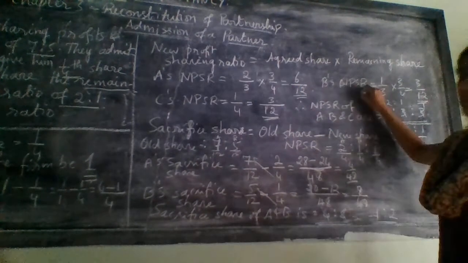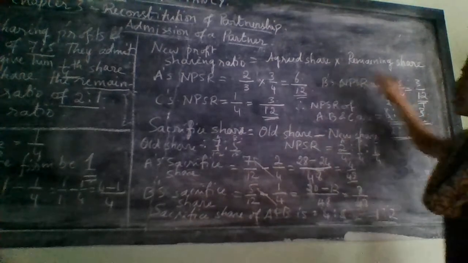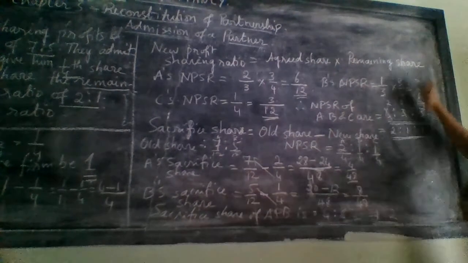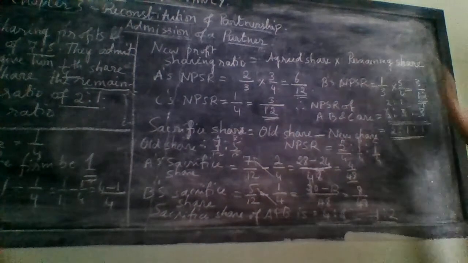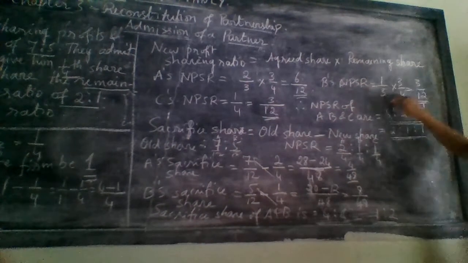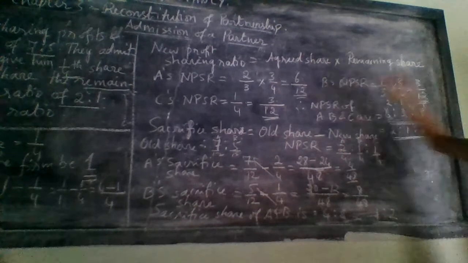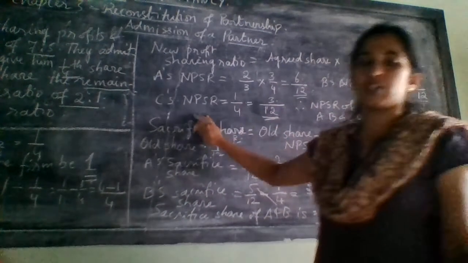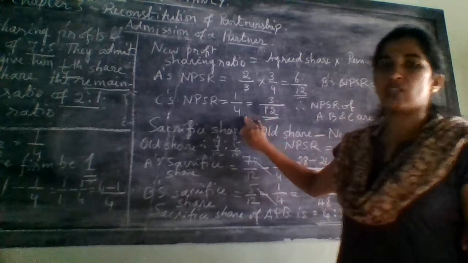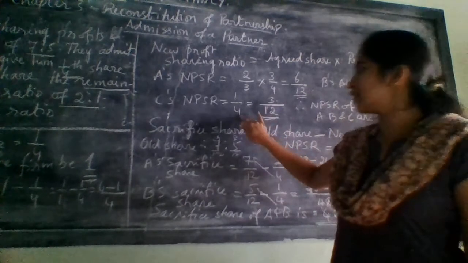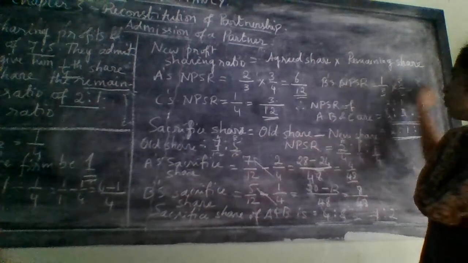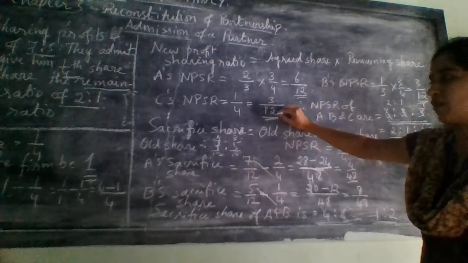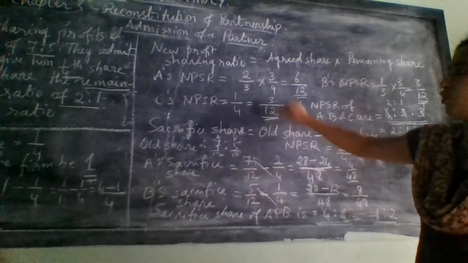B's new profit sharing ratio: 1 by 3 is the agreed share and 3 by 4 is his, which one share? 3 by 4 is the remaining share. Now 3 ones are 3, 3 fours are 12. After getting these two, for C's new profit sharing ratio, whatever his share is, you need to take it and convert it to the denominator the old partners are having. 12 it will come.